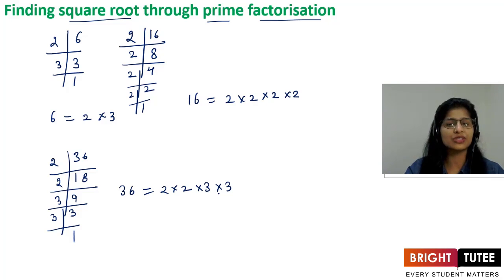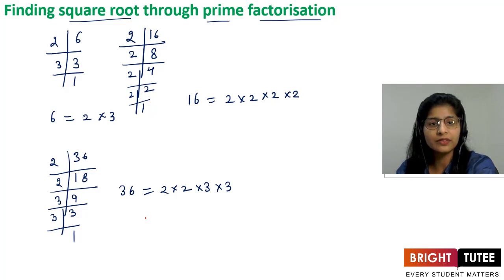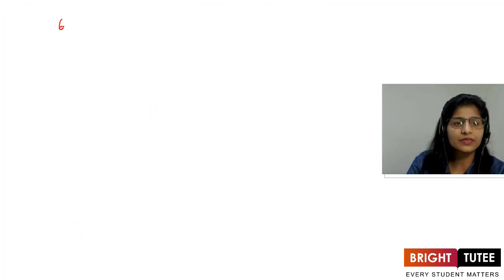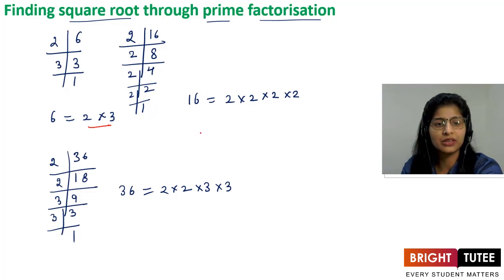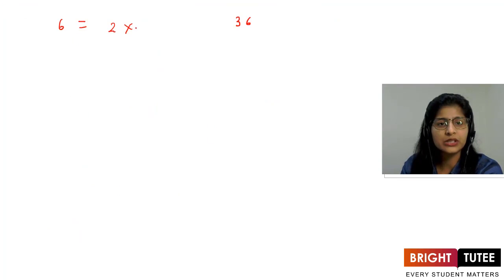Now we are going to use this method to find out the square root of square numbers which will be given to us. Let us start with that particular method now. Now we know what prime factorization is. Let us try to learn some conclusions from the prime factorization of a number and the square of that number. So we know the square of 6 is 36. We have done the prime factorization of 6. We got 2 into 3. We'll write that, 2 into 3.